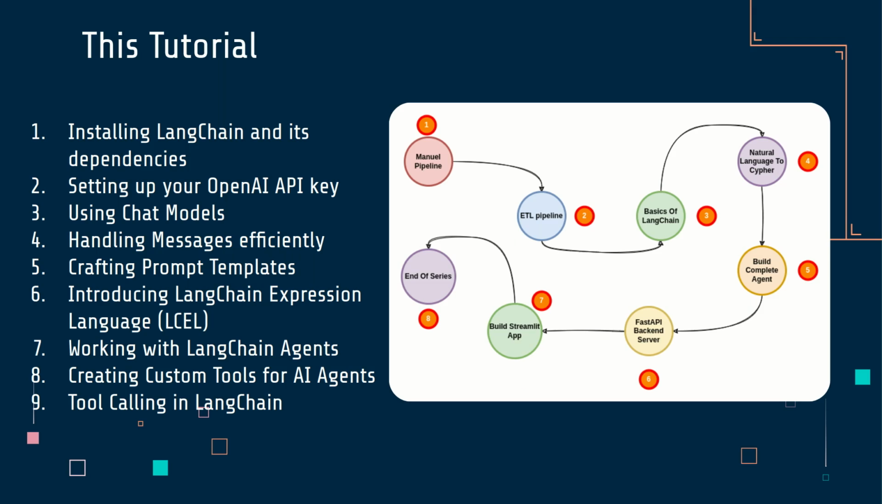In this video, we're going to learn how to install LangChain and its dependencies, set up and get your OpenAI API key, and then how to use your API key, using a chat model, the different chat models that LangChain supports, handling messages, and dealing with templates, which is a bit of prompt engineering. If you're not into prompt engineering, don't worry about that.